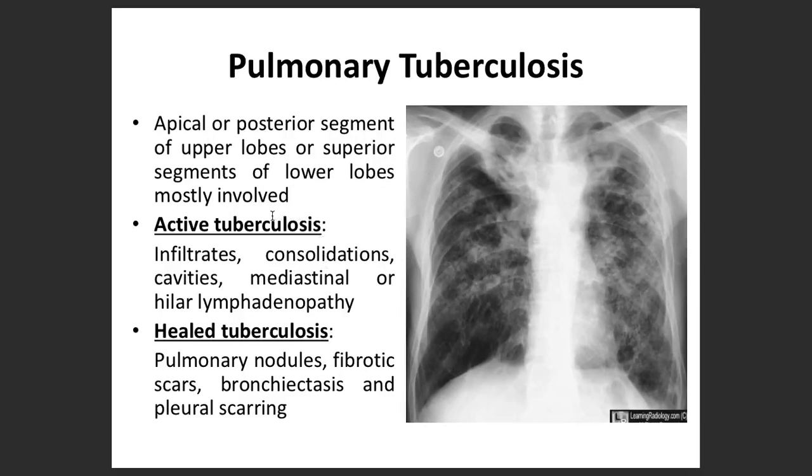So what happens is there can be active tuberculosis, otherwise healed tuberculosis. Active will be shown with infiltrates, consolidation, hilar lymphadenopathy, otherwise the healed ones. You will see nodules, scars, bronchiectasis, or otherwise pleural scarring can also be seen, in fact. And whenever you're thinking of pulmonary tuberculosis, always try to look in the apical or the posterior segment of the upper lobe, otherwise the superior segment of the lower lobe. That is where you should always have a look.